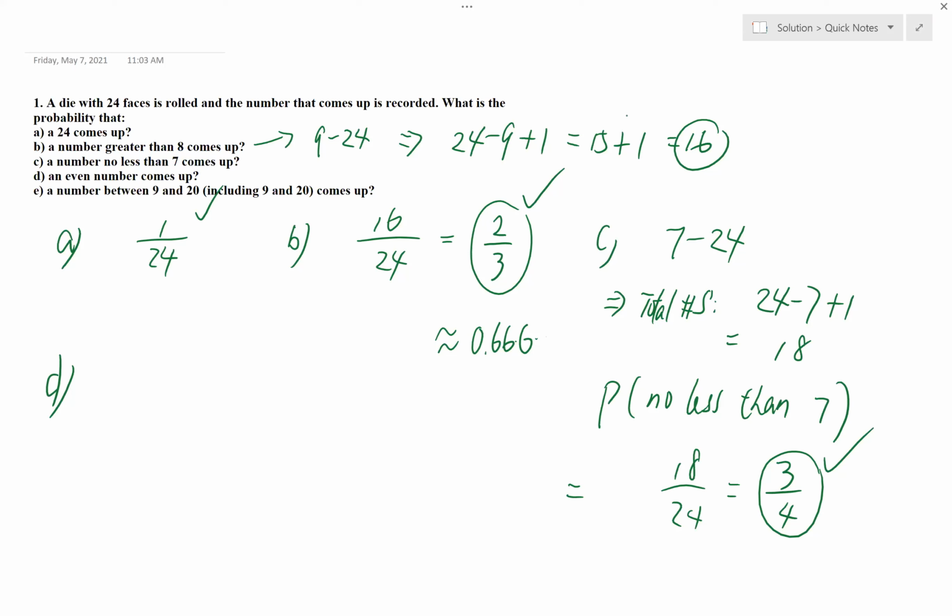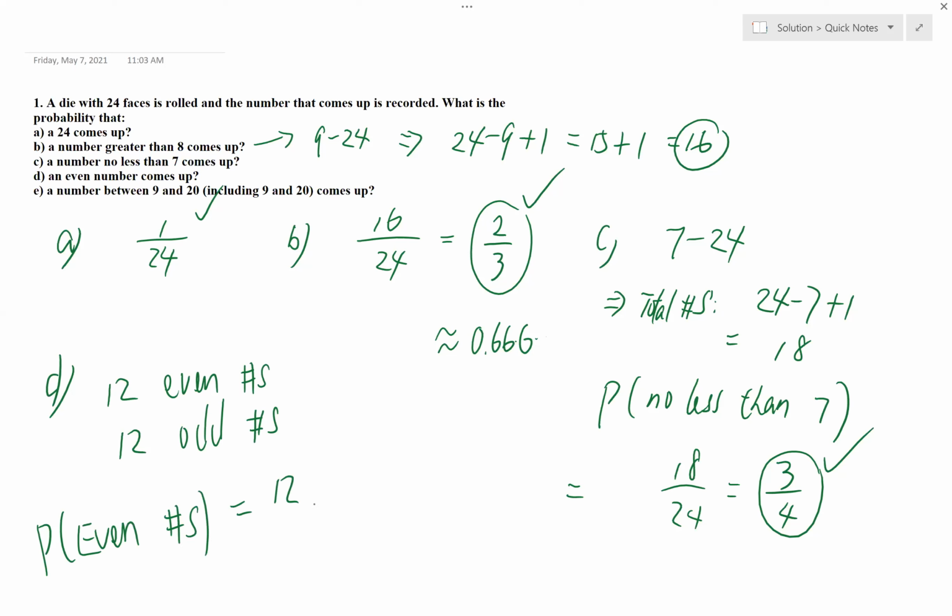Okay, and D is an even number comes up. We know that with 24 faces, there are 12 even numbers. We know it's 2, 4, 6, all the way to 24. So 12 even numbers, and then 12 odd numbers. That's the breakdown. So the probability of an even number will be 12 over 24.